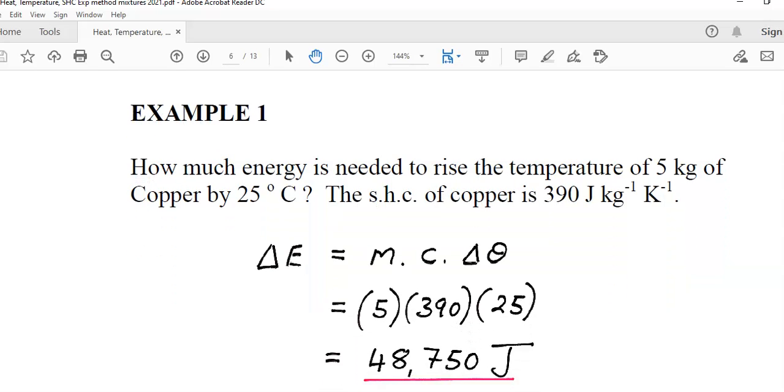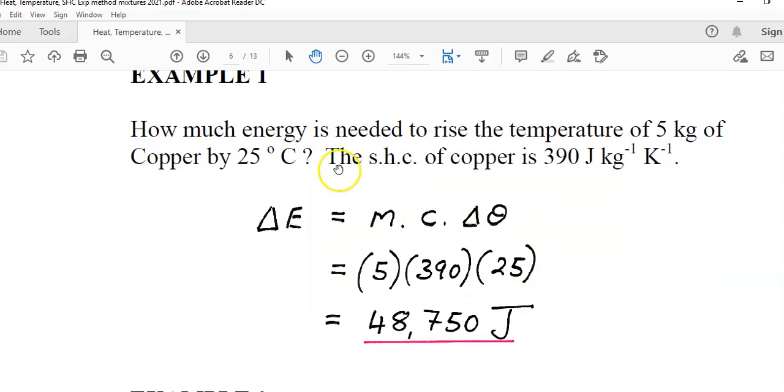Okay, this is a pretty easy example. How much energy is needed to raise the temperature of 5 kilograms of copper by 25 degrees Celsius? The specific heat capacity of copper is given as 390 joules per kilogram per degree. Always note that mass should always be in kilograms. You are never wrong if you convert mass from grams to kilograms, and here we have the mass in kilograms. We'll see later that sometimes you can get away with using grams, but always remember that if you do convert to kilograms, you are never wrong.